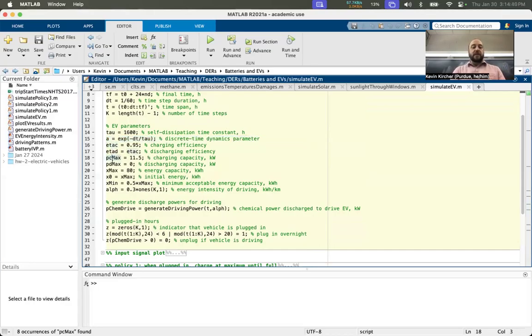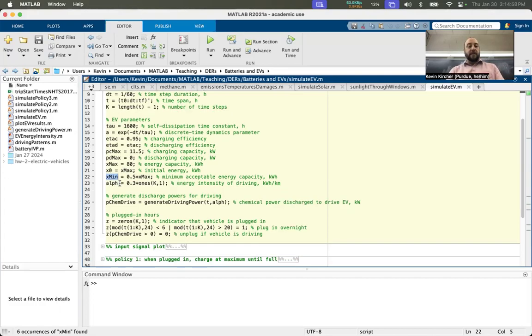And then we have the efficiencies and the charging capacities, the energy capacities, and so on. And this X min is what you use, I guess, in policies 2 and 3 to define the minimum kind of acceptable amount of stored energy. And alpha here is the energy intensity of driving. This thing could be more complicated. It could be dependent on the speed. It could be dependent on the weather and things like that. But here, for simplicity, it's just a constant.